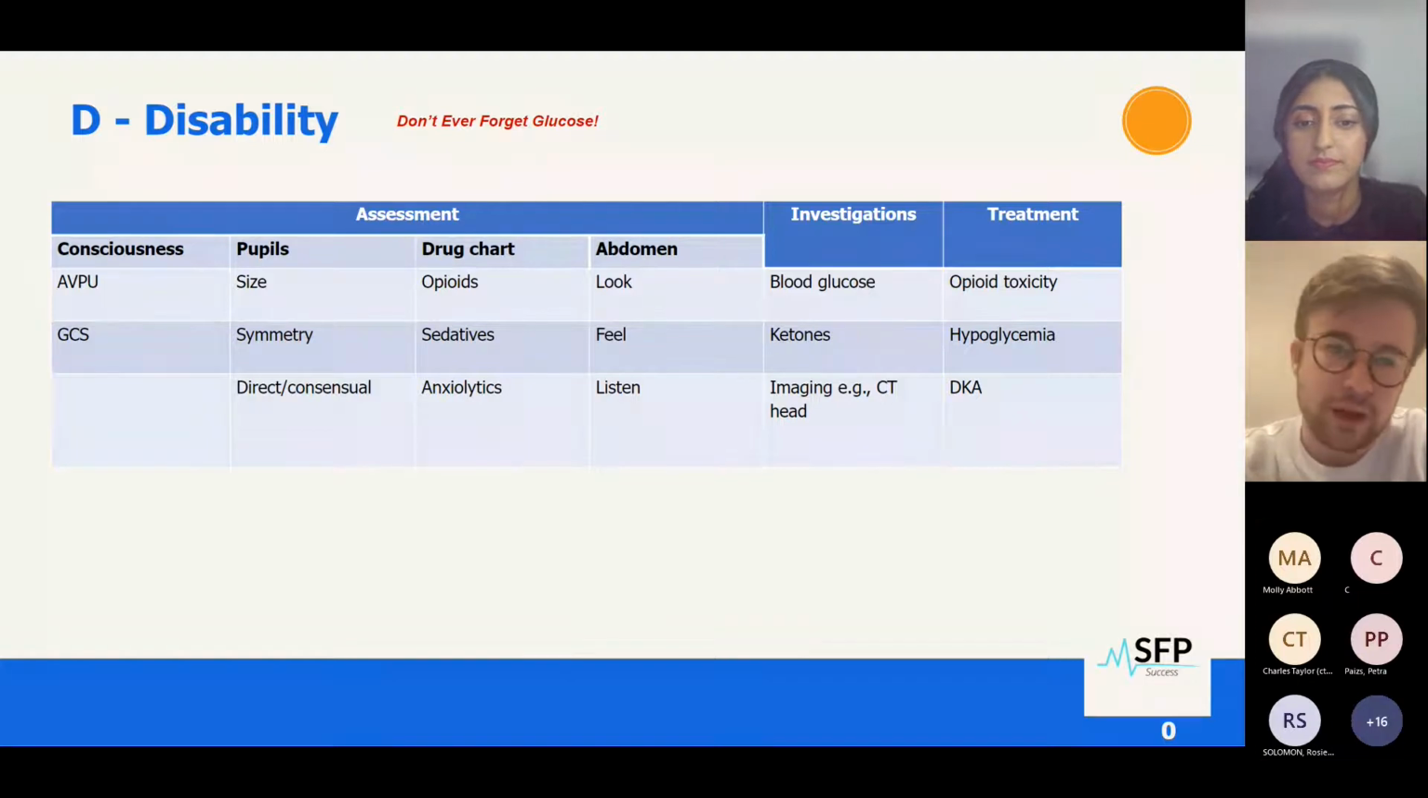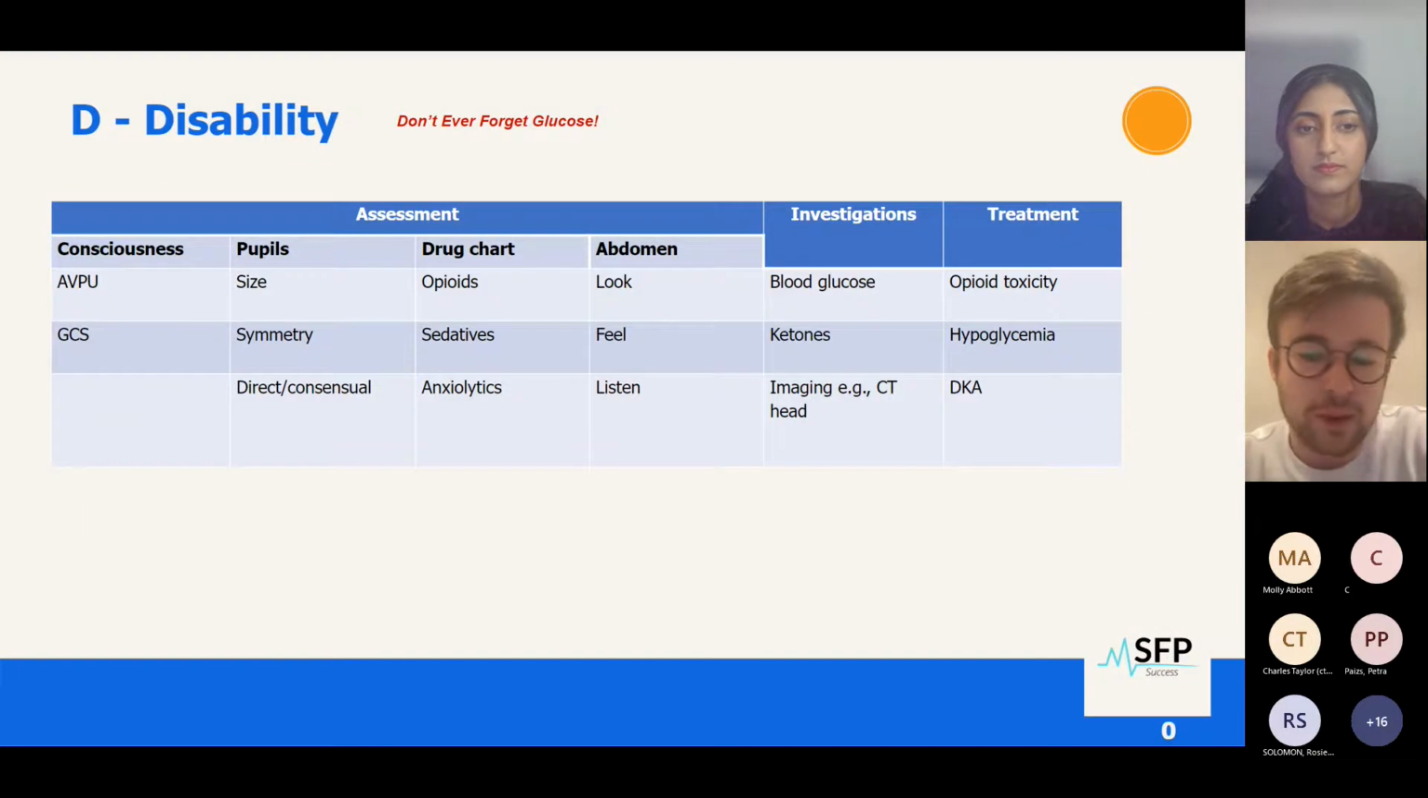So if they're asymmetric, you can think whether there might be any ocular motor nerve palsies, and think whether you need to do further imaging like a CT head, and look at things like the direct and consensual reflex and also the RAPD.